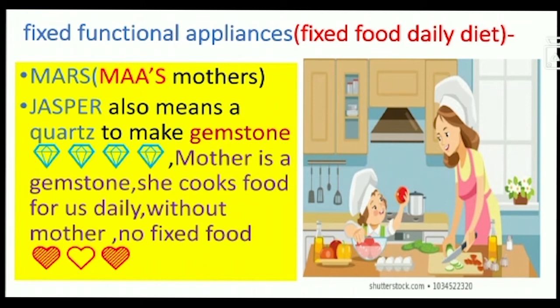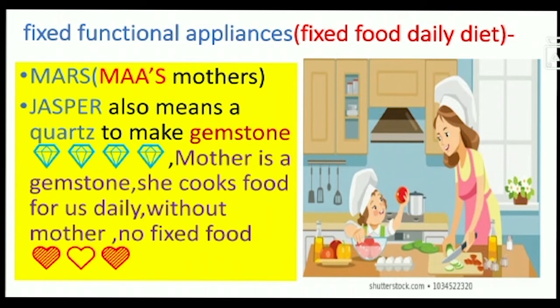So what is the Jasper appliance? Jasper also means a quartz to make gemstone. You can see it in the English dictionary. So if you have a good vocabulary, you can easily correlate the word jasper, which is a quartz to make gemstone. So mother is a gemstone. Obviously, to everybody, our mom, mother is a diamond.